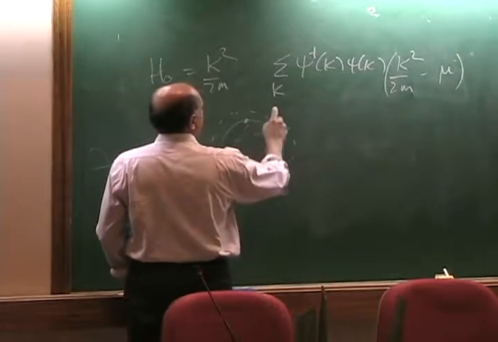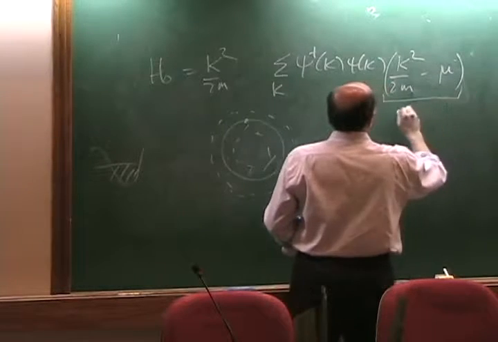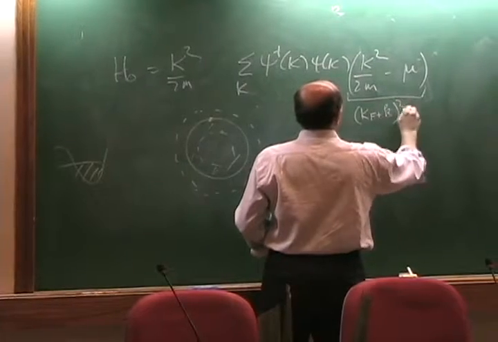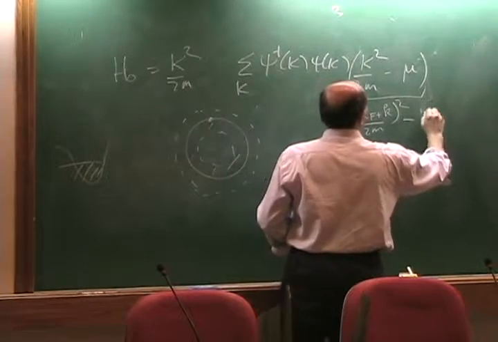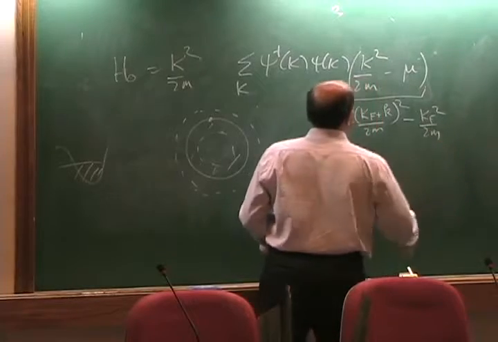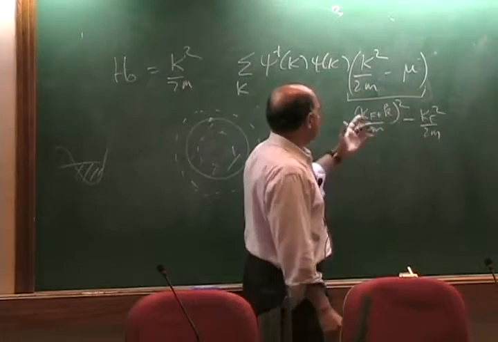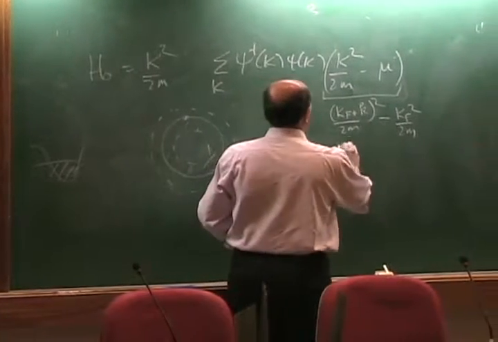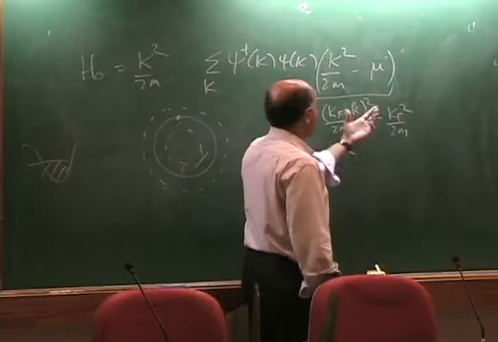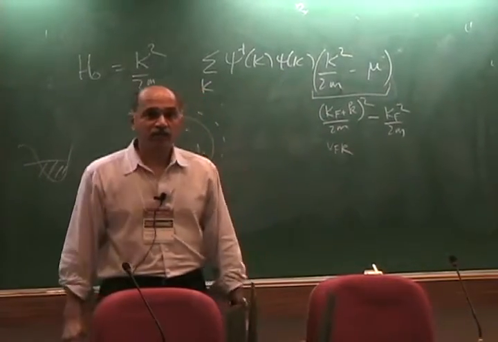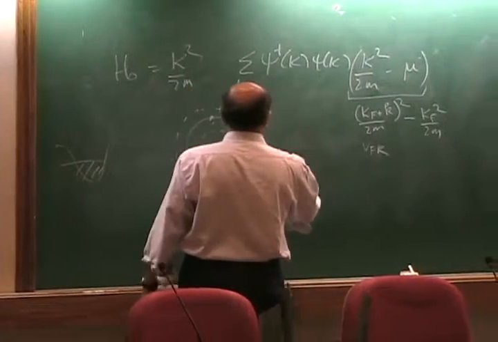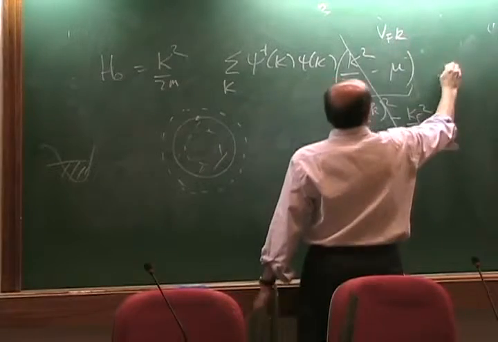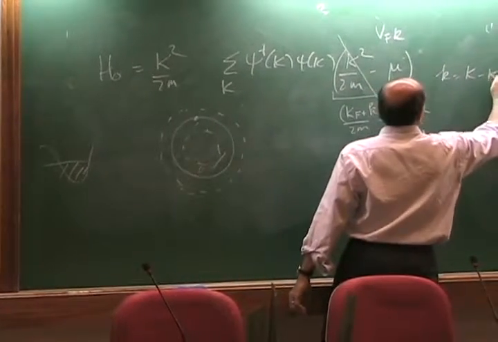If I take k squared minus mu, I can write it as kF plus some little k, squared, over 2m. Mu can be written as kF squared over 2m. If you imagine opening this out, the kF squared over 2m cancels. That's the term linear in k that I will write as vF times k. That's the term quadratic in k, which I will ignore for the usual reasons, that it's irrelevant. So this whole Hamiltonian will contain, when you're finished, just vF times k, where k is k minus kF.